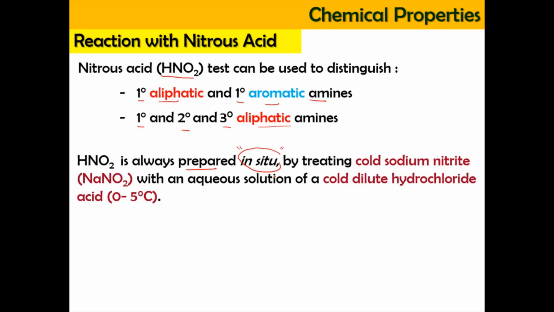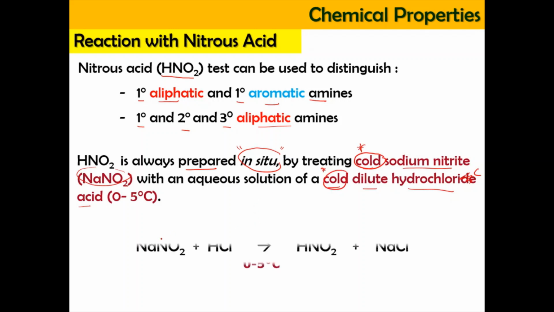Okay, how can we prepare it in situ? We can prepare it directly by using cold sodium nitrite, which is NaNO2, with an aqueous solution of cold dilute hydrochloric acid, at the low temperature of 0 to 5 degrees Celsius, and that is why the cold here is being emphasized. So sodium nitrite can react with the hydrochloric acid at low temperature in order to produce nitrous acid, which is HNO2, and the byproduct here is going to be NaCl salt.